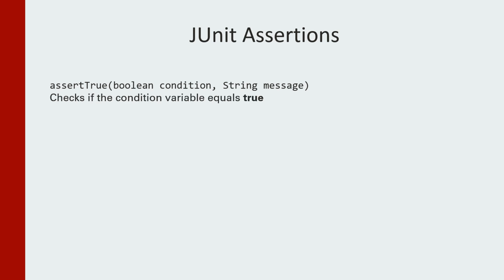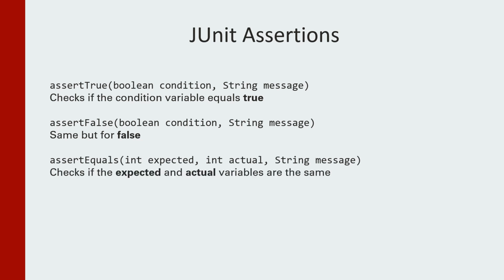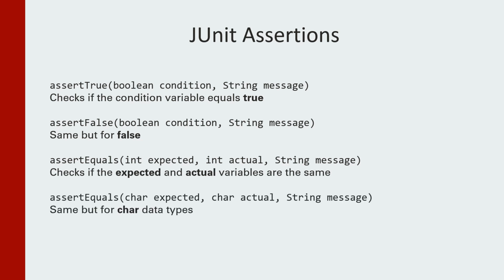Here are a handful of JUnit assertions that are helpful for some primitive data types. So I have assert true, which checks if a condition variable equals true. Assert false, which checks if the condition variable equals false. Assert equals, which takes in an expected and actual and tells you if the expected equals the actual. I have assert equals for char as well. So the int and char assert equals work the same way.